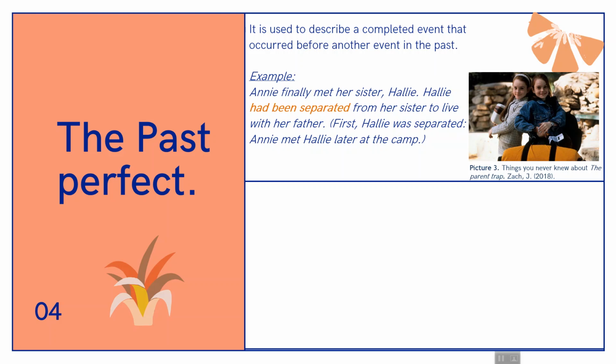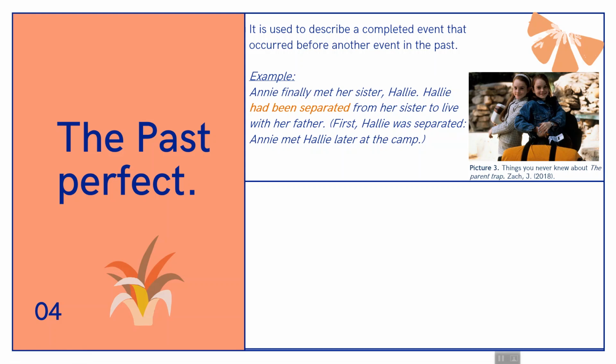It says, Annie finally met her sister, Hallie. Remember that they were identical twins. So Hallie had been separated from her sister to live with her father. We are using past perfect in this case to talk about this situation, that Hallie had been separated from her sister. This happened before this other event, Annie finally met her sister. We are using simple past. In a moment, we're going to see what's the difference between both tenses, okay?